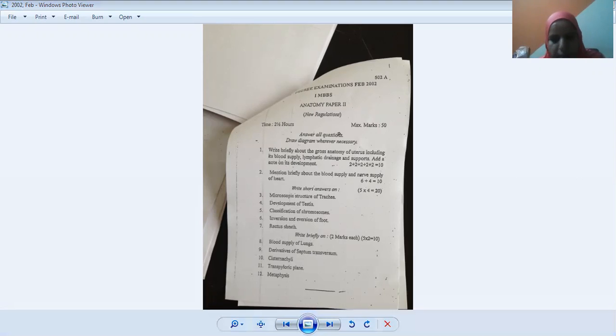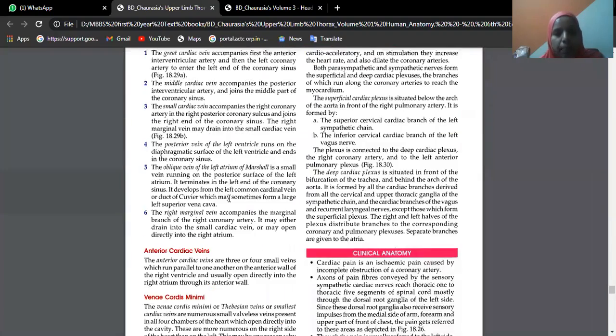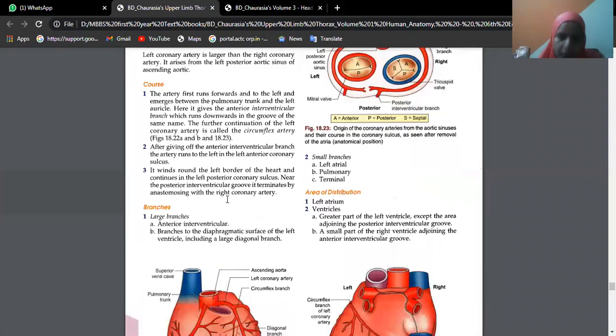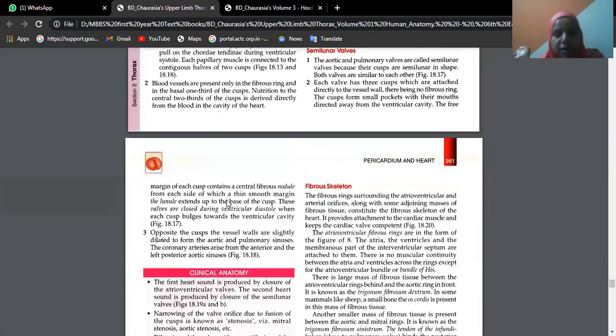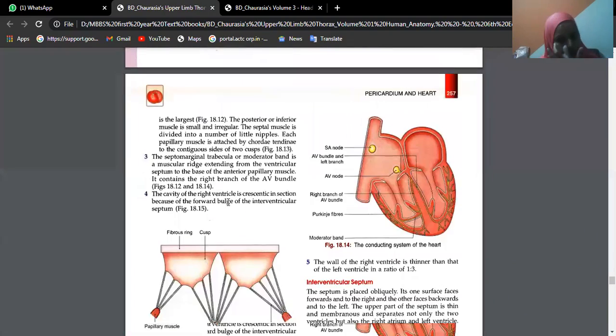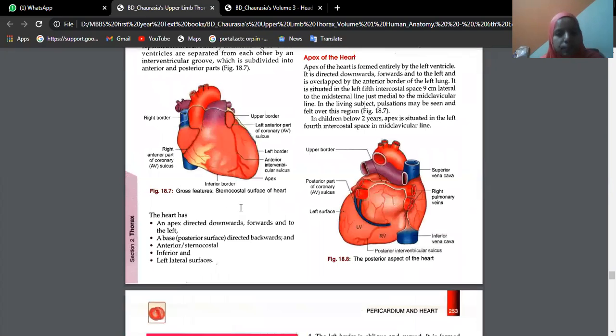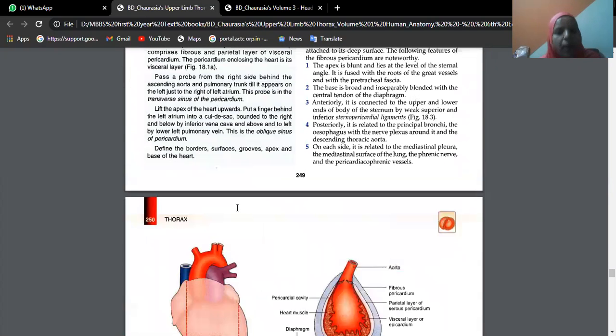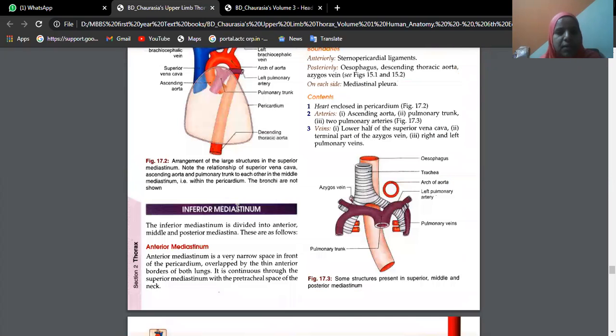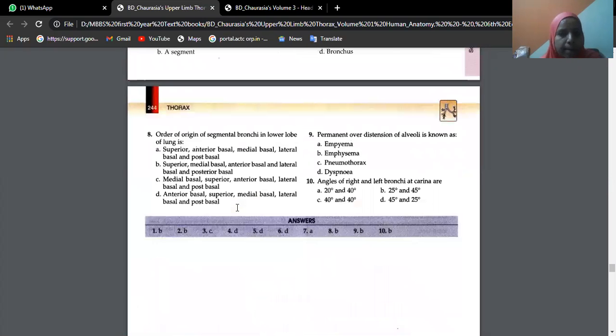Bronchial arteries, right, beta? Bronchial arteries are the branches of which artery? Descending thoracic aorta. Okay, beta. As soon as the aorta comes, it will start giving blood supply to that.